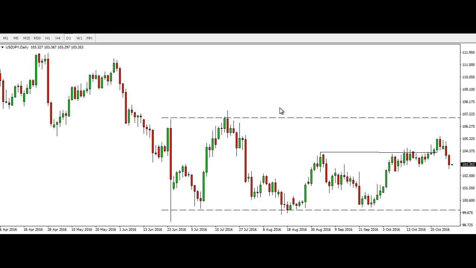Hello traders, this is the second part of the video series on examples of candlestick patterns in action. And for the purpose of this demonstration, we will look at the dollar yen chart on the daily time frame. This is the most recent period. Here, this candle is the Brexit candle, 24th of June.